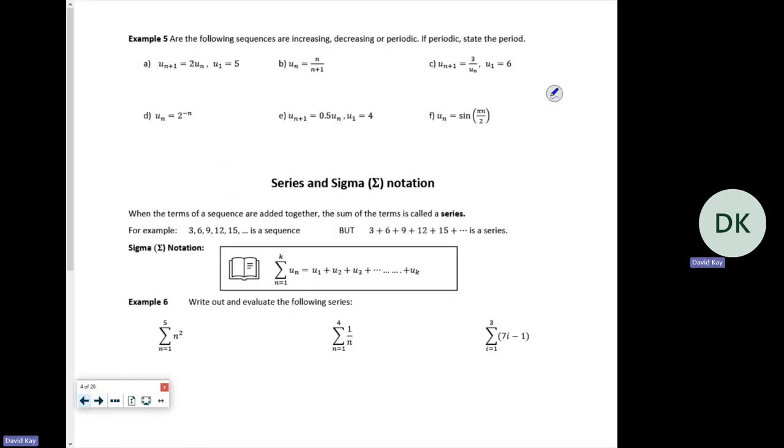There we go. Right, so example five. Are the following sequences increasing, decreasing, or periodic? If periodic, state the period. Right, so let's have a look at this one. So the first one, if U1 is 5, U2 is 2 lots of 5, which is 10. U3 is 2 lots of 10, which is 20, and then it's 40. And we can see that that's getting bigger, so that's increasing.